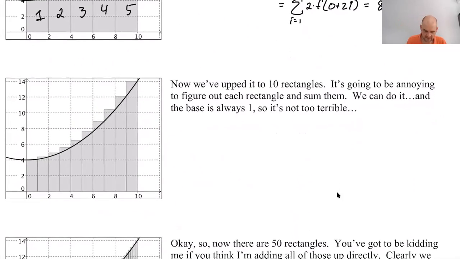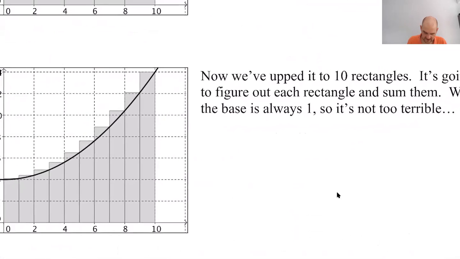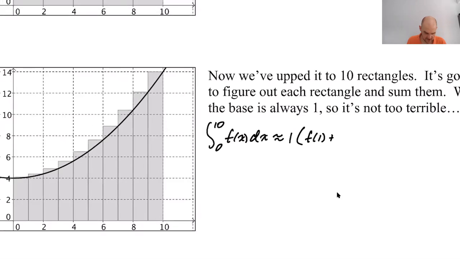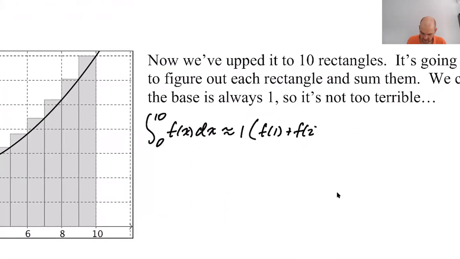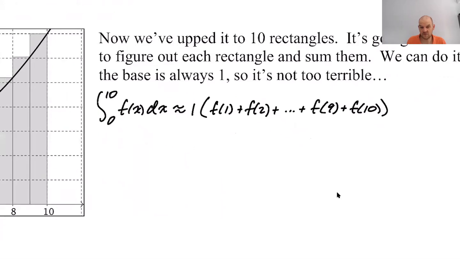So here, all right, now we're going to use 10. We can do this the hard way. The integral from 0 to 10 of f of x dx is approximately, so it's 1, and then it'll be f of 1, because it's a right sum, you don't use f of 0, you go f of 1, f of 2, plus dot dot dot, plus f of 9 plus f of 10. Okay, so that's what we're doing.